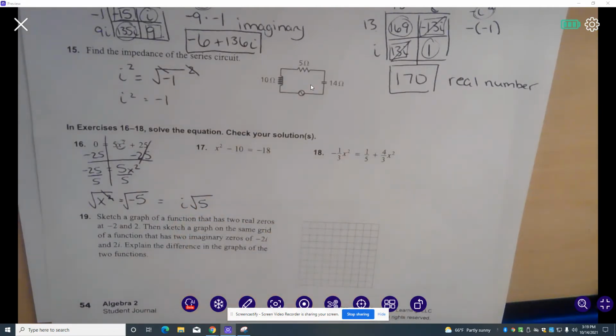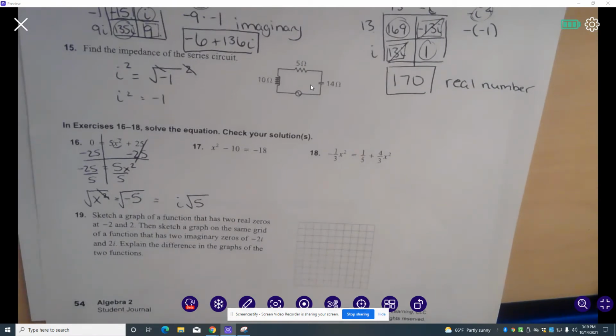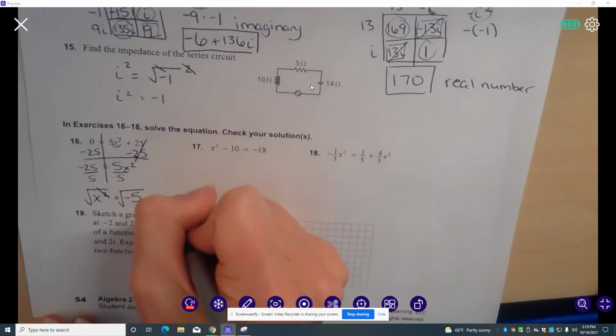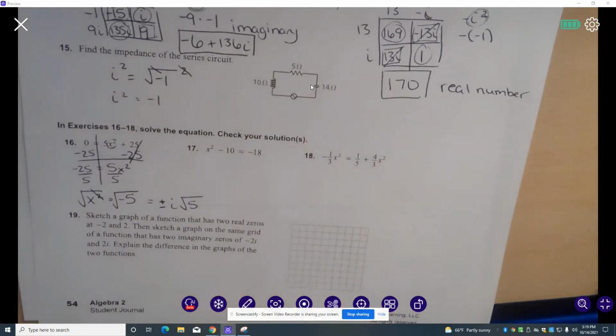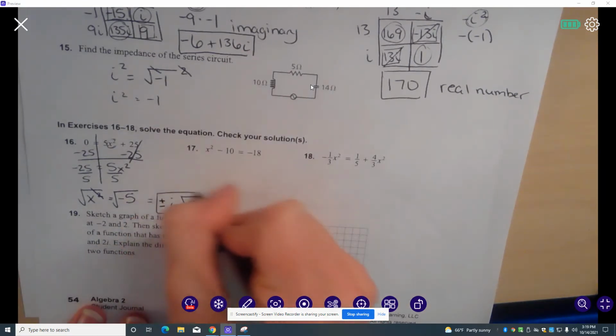Remember, when we solve equations using square roots, when we take the square root of a number, we want to remember that we can get the positive or negative version of that. So I want to make sure I have this plus or minus out front. I can't simplify the square root of 5 any further, so this is my final answer.